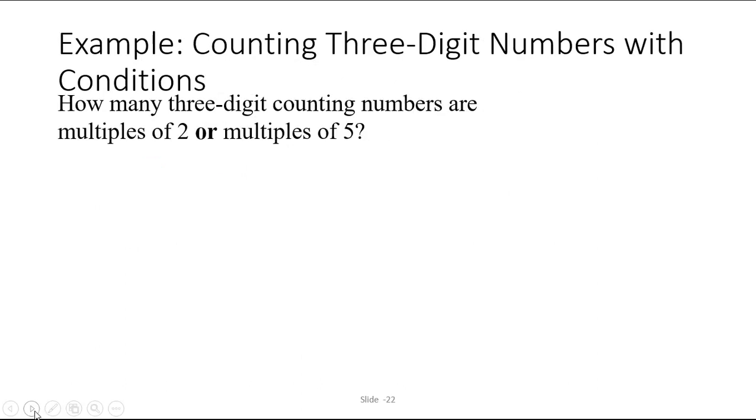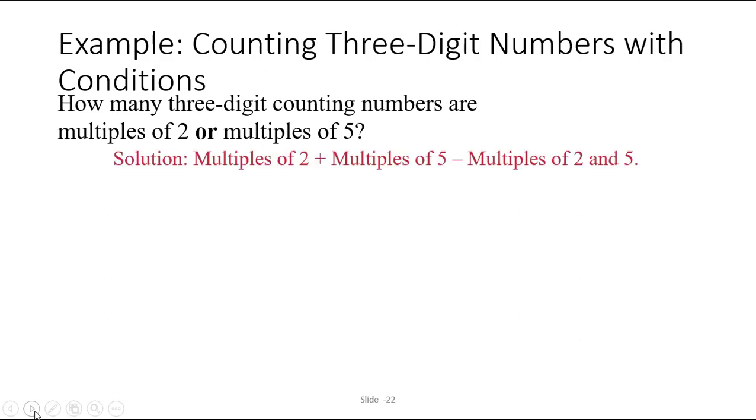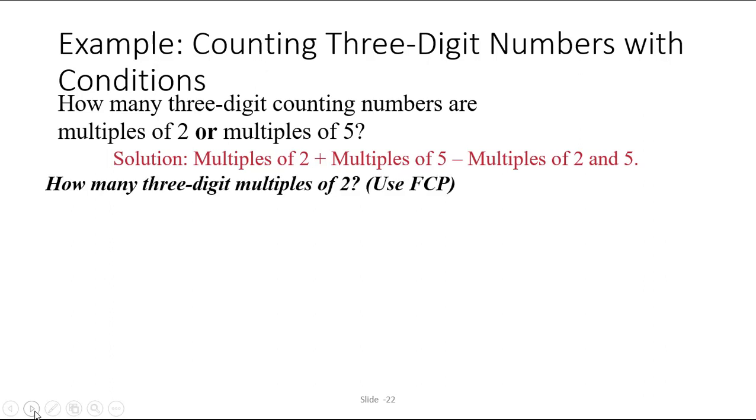Another example of an OR problem would be how many 3-digit counting numbers are either multiples of 2 or multiples of 5. Since it's an OR problem, we're going to use the additive counting principle, and we're going to add the number of multiples of 2 plus the number of multiples of 5 minus any numbers that might be multiples of both 2 and 5. So let's think about what 3-digit numbers that are multiples of 2 look like. Well, they end in 0, 2, 4, 6, or 8 if they're even.